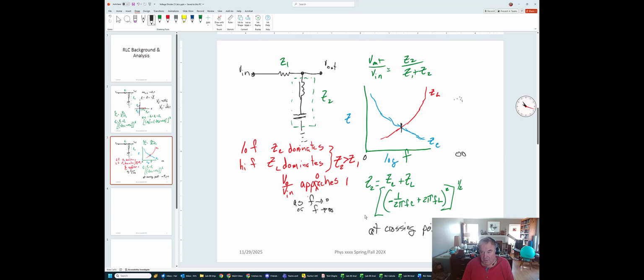So when we make our Bode plot, we expect to see something like this. And this is the resonance frequency, it's called.